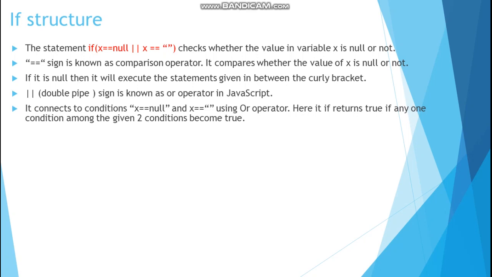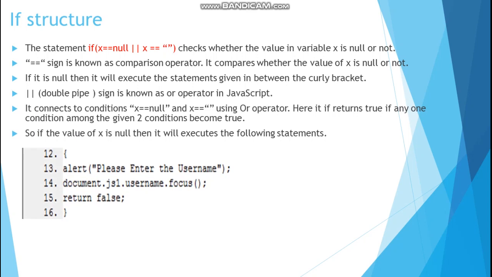So two conditions are there, x double equal to null and x double equal to double inverted comma. If any one becomes true, then the entire statement becomes true. So if the value of x is null, then it will execute the following statement. So then it will execute alert, please enter the username. It means it will display a dialog box, and in that it will show you the message, please enter the username.